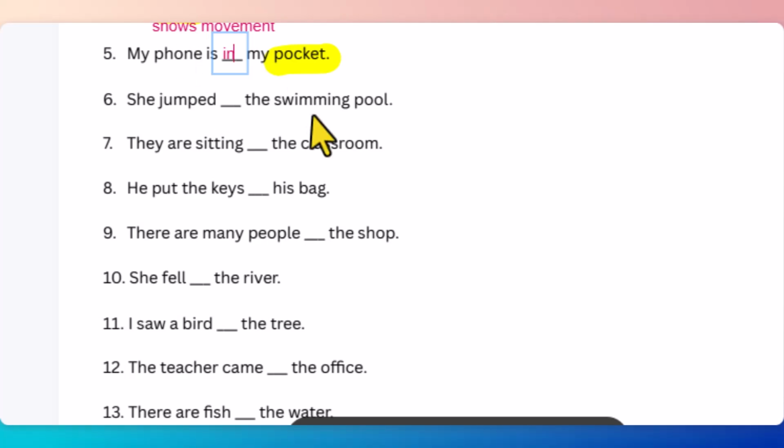Number 6, she jumped blank the swimming pool. Again, we look for movement or we look for place.